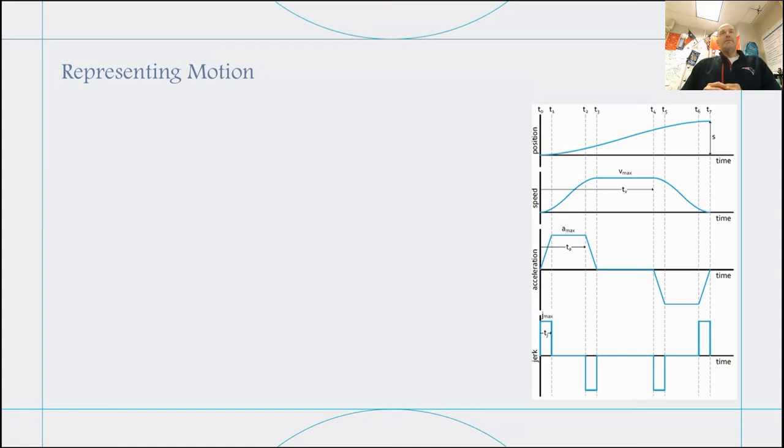Hi, welcome back to Unit 1 here in AP Physics C Mechanics. This is topic 1.3, representing motion. A lot of this stuff is not much different than what we talked about last year or in the mechanics course. The difference is that we will introduce non-constant accelerations.